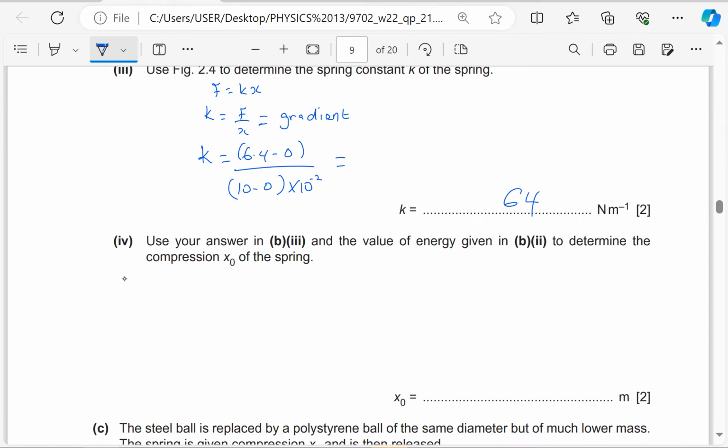Use your answer in B Roman 3 and the values of energy given in B Roman 2 to determine the compression X naught of the spring.